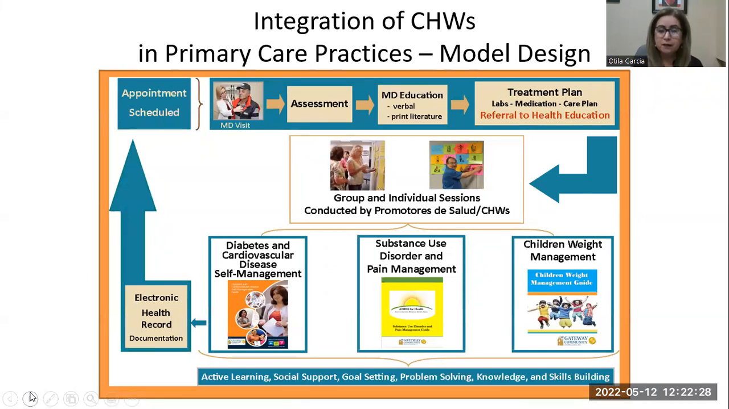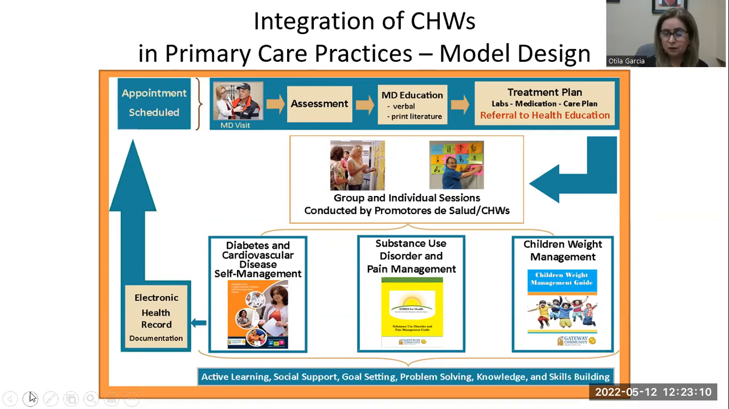Okay, this is a graph about the integration of community health workers in our primary care practices. Years and years ago, the model Gateway had established was first the patient comes to see the provider, and they have the appointment, the provider assesses the patient, and then the same provider offers them some education. It can be verbal, it can be literature that they just provide.